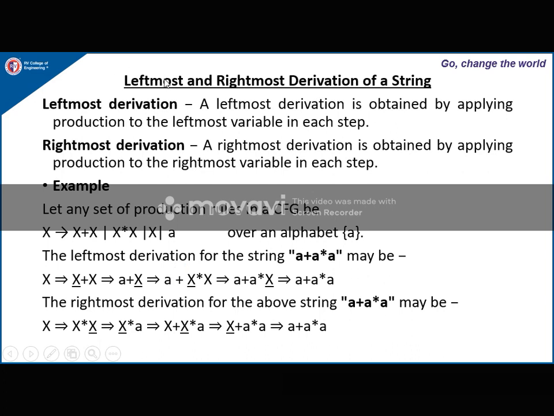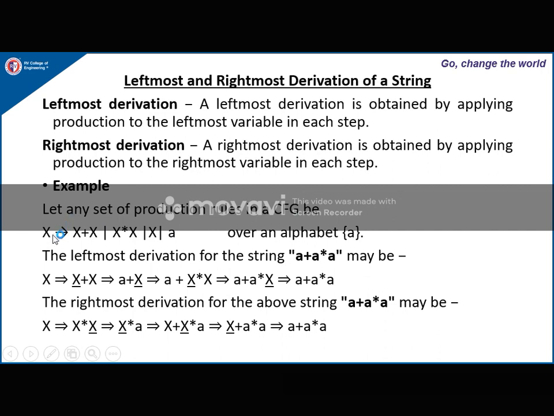Next, leftmost and rightmost derivation of a string. In leftmost derivation, the string is obtained by applying the production to the leftmost variable in every step. So, every time the leftmost variable has to be replaced. In the rightmost derivation, it is obtained by applying the production to the rightmost variable at every step.